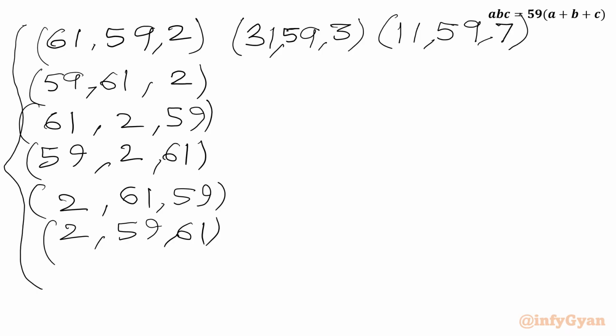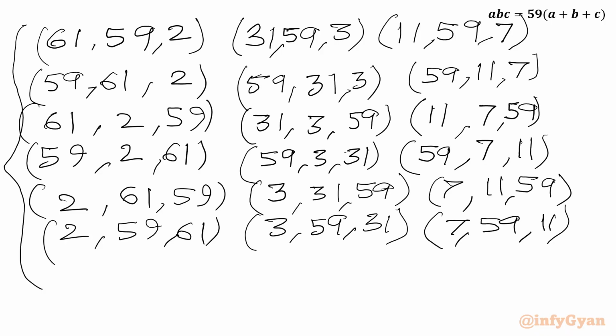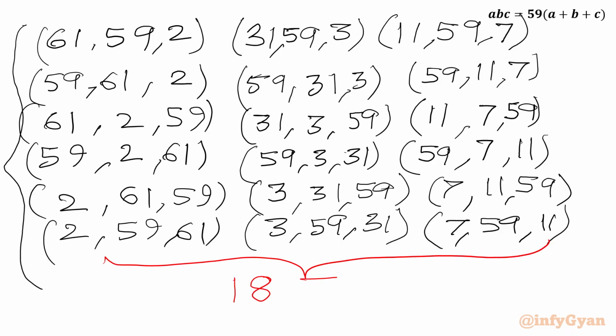Now we will write for the remaining 2. 6 plus 6 plus 6, 18 solutions must be there. Here it is. Overall 18 triples. So I will write here 18 triplets.